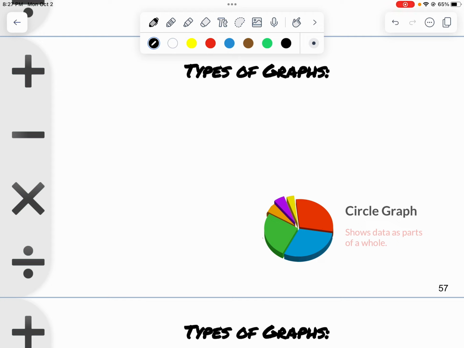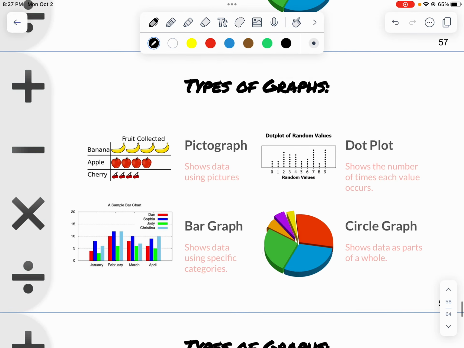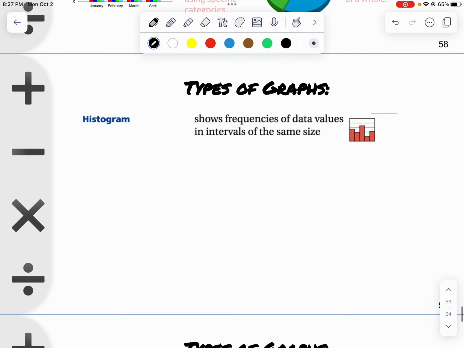A circle graph shows data as parts of a whole. So anytime they say, okay, we have 20 people, 5 of them did this, 7 of them did this, and 8 of them did that, and we want to compare those 3 parts, those 3 things people did, a circle graph would be our way to go, comparing parts of a whole. Those are the first 4 types of graphs. So again, if you were taking notes and want to pause it right here, here's a really good place to see all 4.